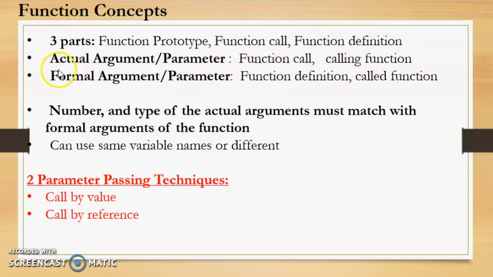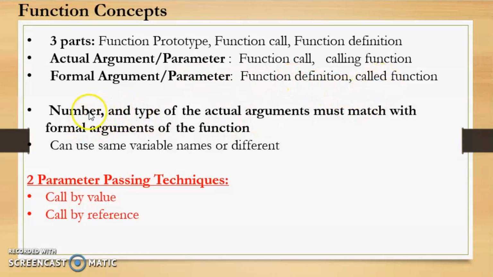Then we had seen what is the actual parameter or actual argument. Actual parameter is the parameter inside the function call, and the function call will be present inside the calling function. Then we had seen what is a formal parameter. Formal parameters are the parameters inside the function definition, and the function definition is the called function.